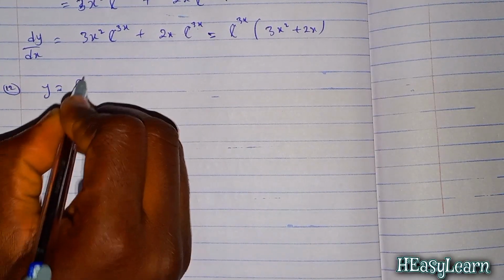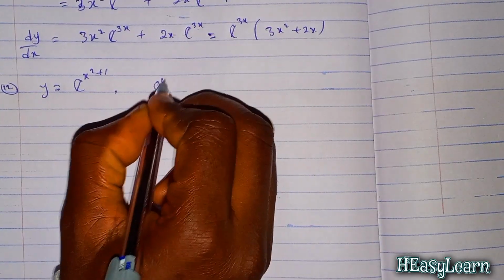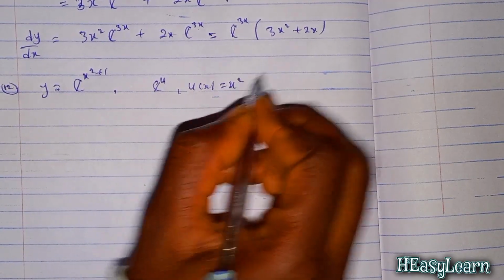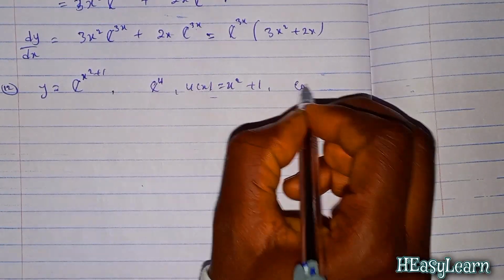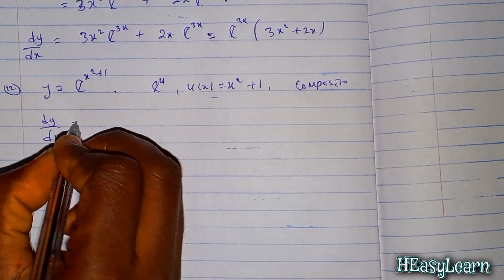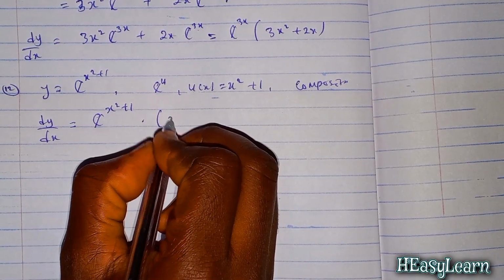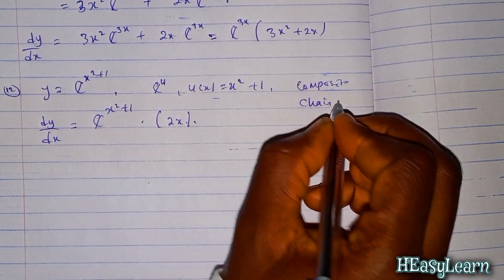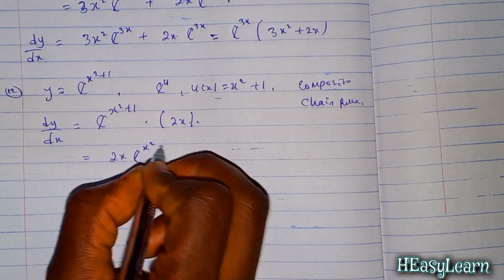Let y equal exponential to the power of the polynomial x squared plus 1. This is because exponential u is a function on its own, where the u now is a polynomial, x squared plus 1. This is called a function of a function, or composite function. In this case, the derivative is exponential x squared plus 1 multiplied by the derivative of the power, which is the chain rule technique. This equals 2x exponential x squared plus 1.